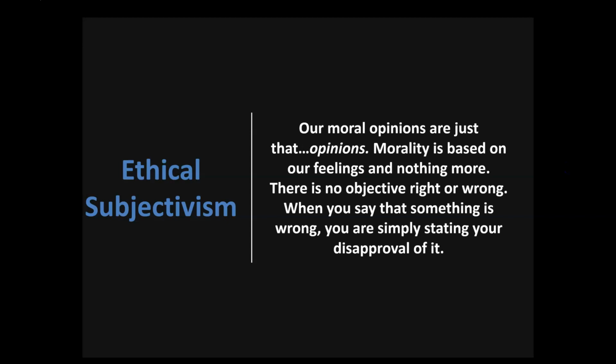So now let's break down the two different sub-varieties of ethical relativism. Once again, ethical relativism is a general term, and we're going to look at two specific varieties of it. And the first is ethical subjectivism. And that essentially states that our moral opinions are just that. They're opinions. And morality is based on our feelings and nothing more. You can see how this reflects what Hume was saying in the previous slide. So there is no objective right or wrong. And when you say something's wrong, really all that amounts to is you're stating your disapproval of it.